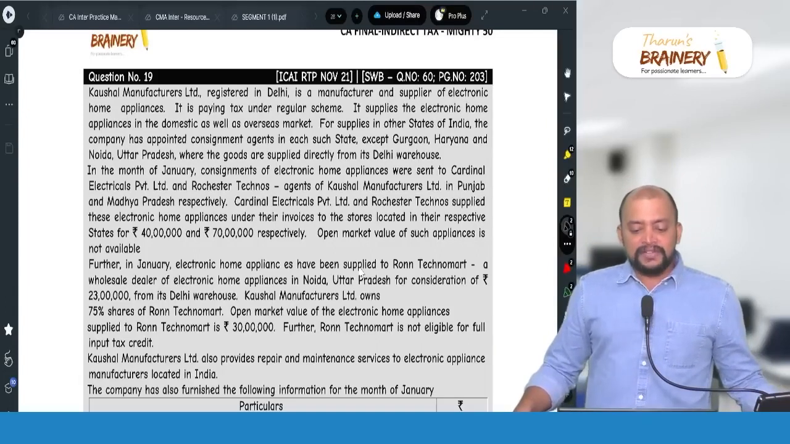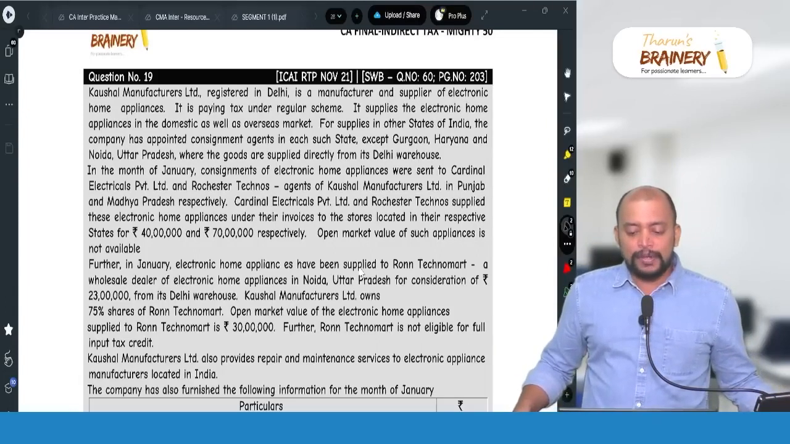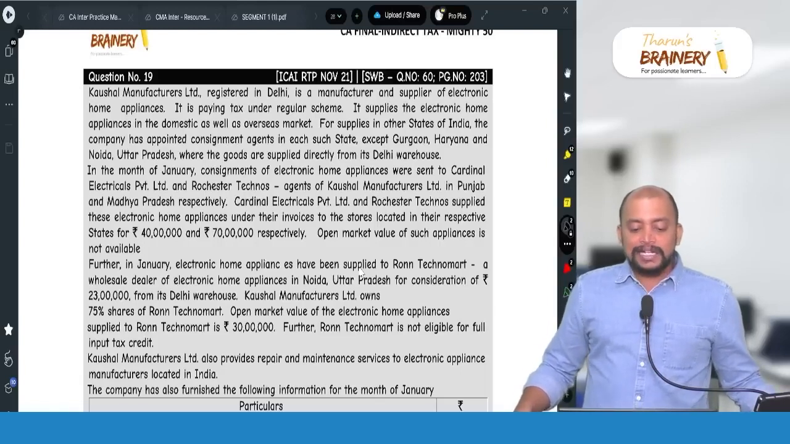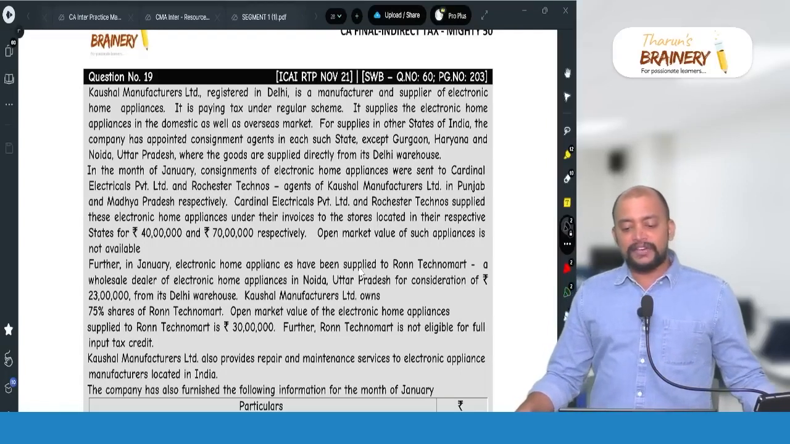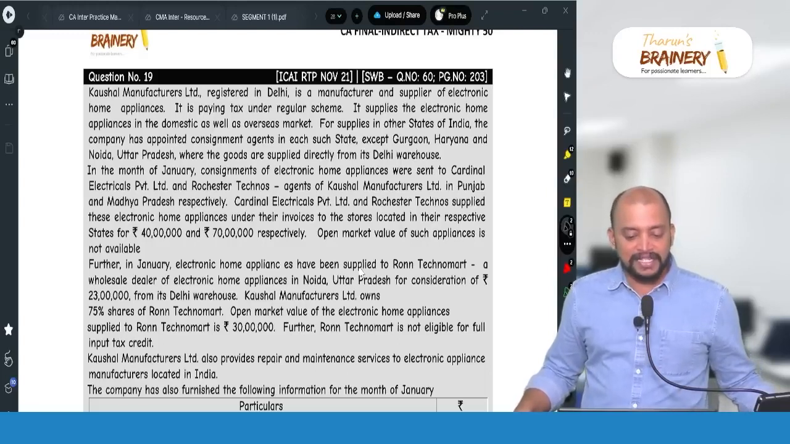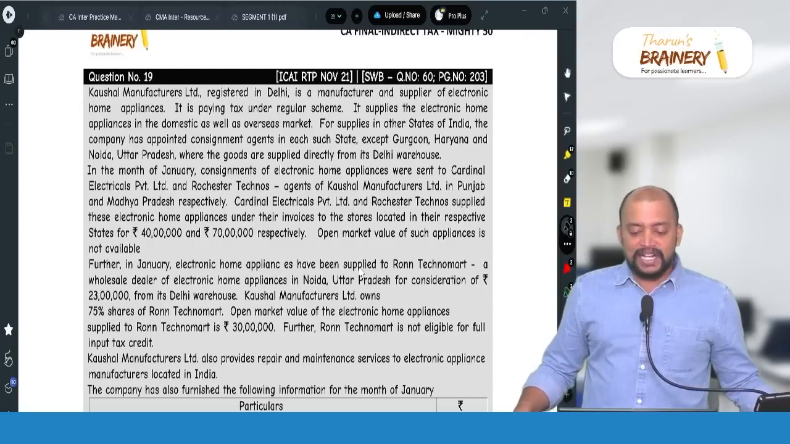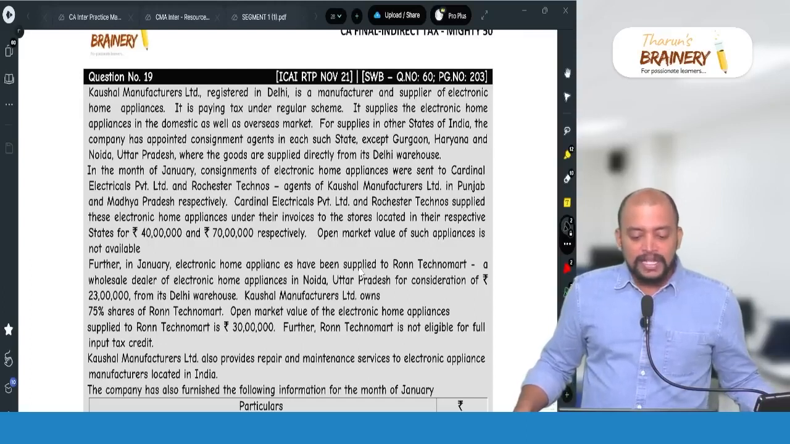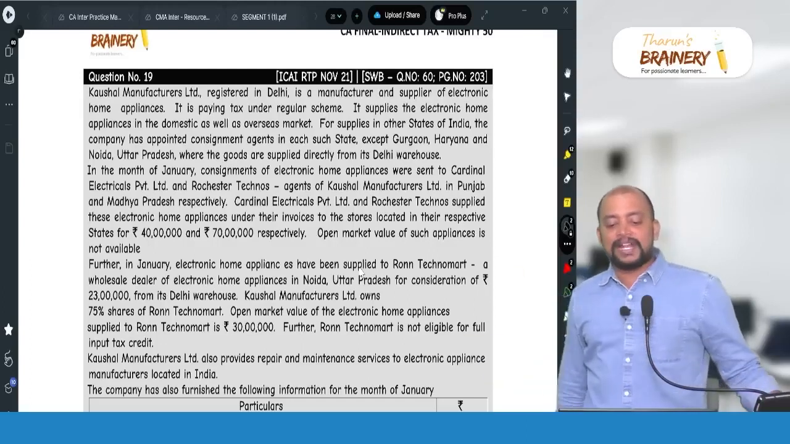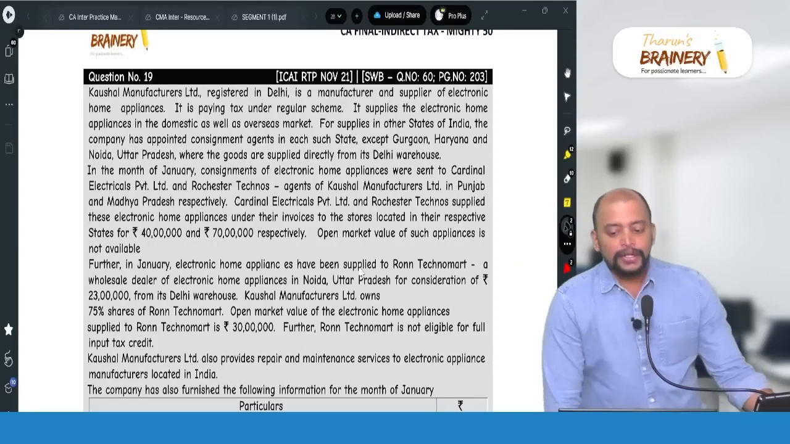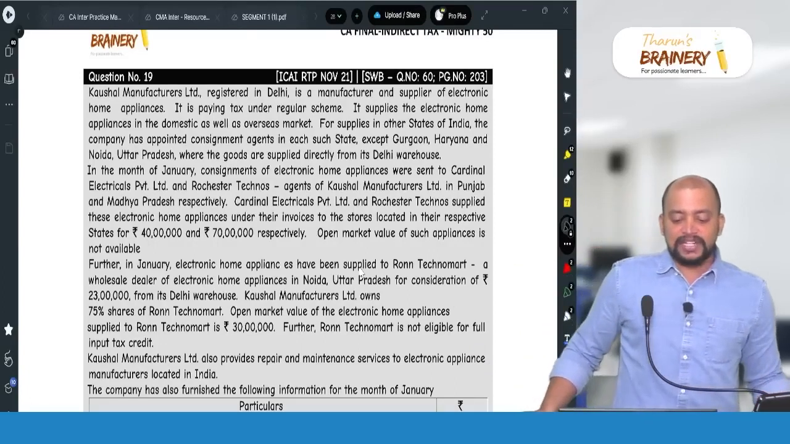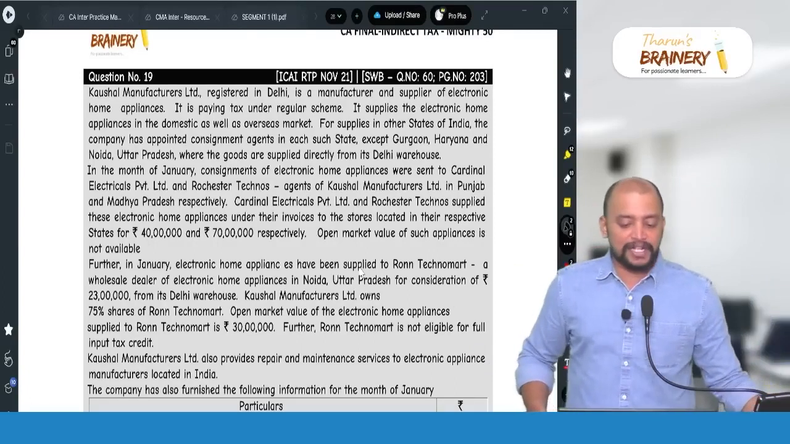In the month of January, consignment of electronic home appliances were sent to Cardinal Electricals Private Limited and Rochester Technos, agents of Kaushal Manufacturers Limited in Punjab and Madhya Pradesh respectively. Cardinal Electricals Private Limited and Rochester Technos supplied these electronic home appliances under their invoices to stores located in their respective states for 40 lakhs and 70 lakhs respectively.